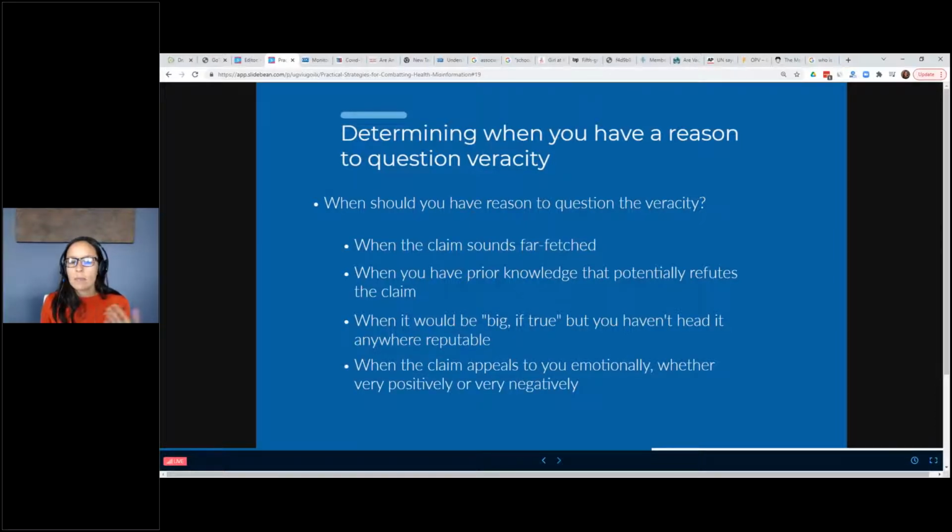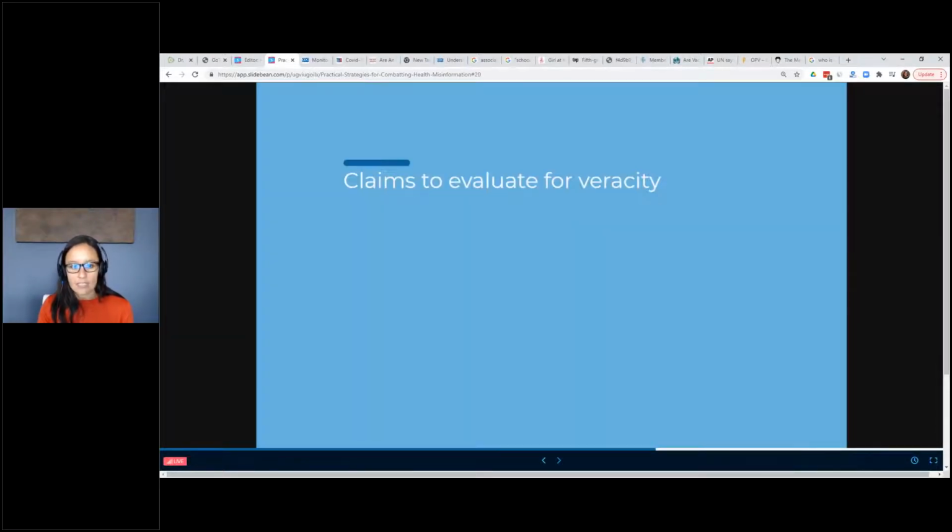Or when the claim appeals to you emotionally, whether very positively or very negatively. This is social media in a nutshell. People get confirmation bias from misinformation, and they share it. They react angrily. Those are triggers that students can learn to recognize in themselves: "I really love this information and I want it to be true," or "I really hate this information, it makes me very angry." That's a reason to stop and question the veracity.